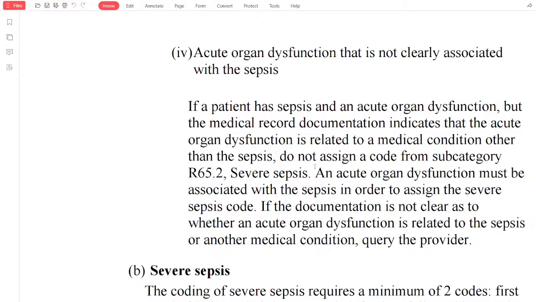If a patient has sepsis and acute organ dysfunction, but the medical record documentation indicates that the acute organ dysfunction is related to a medical condition other than sepsis, do not assign the code from subcategory R65.2 severe sepsis. Okay, because they have mentioned a condition other than sepsis. An acute organ dysfunction must be associated with the sepsis in order to assign the severe sepsis code. If the documentation is not clear as to whether an acute organ dysfunction is related to sepsis or another medical condition, query the provider. So you have to code sepsis and acute organ dysfunction only, not code R65.2.